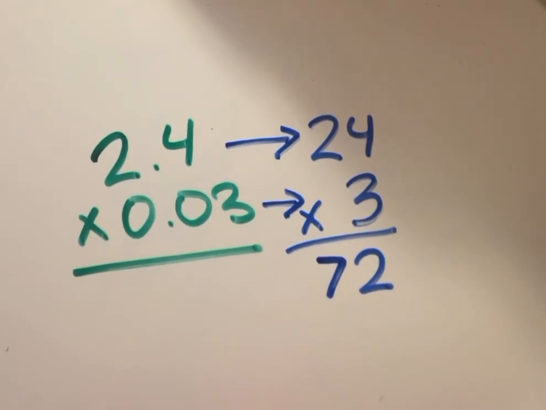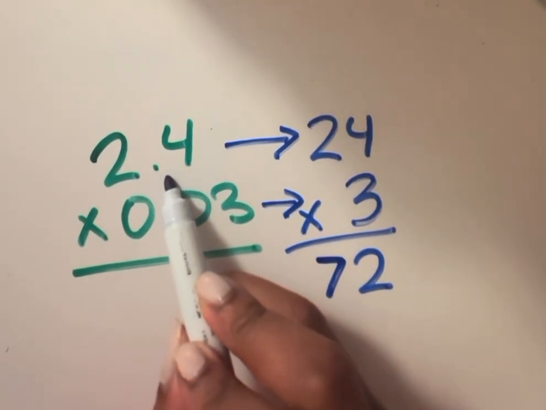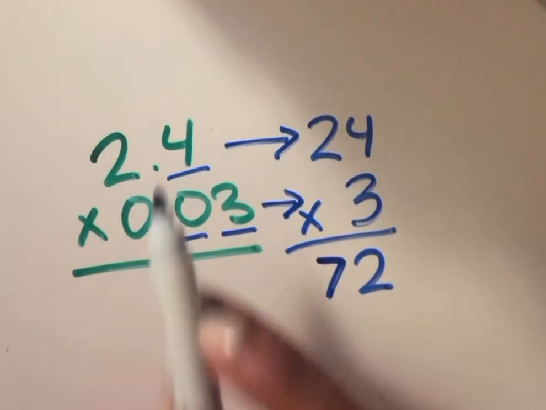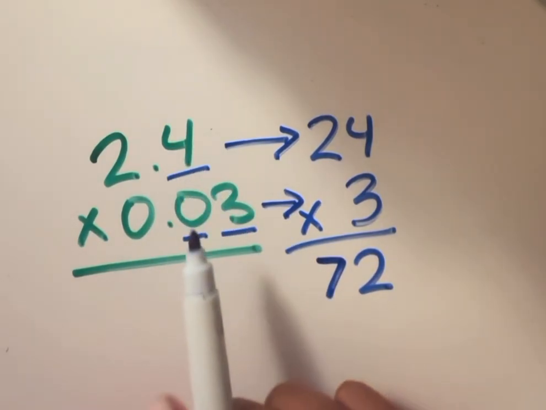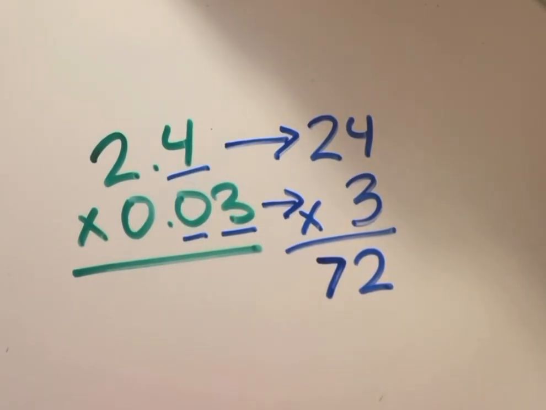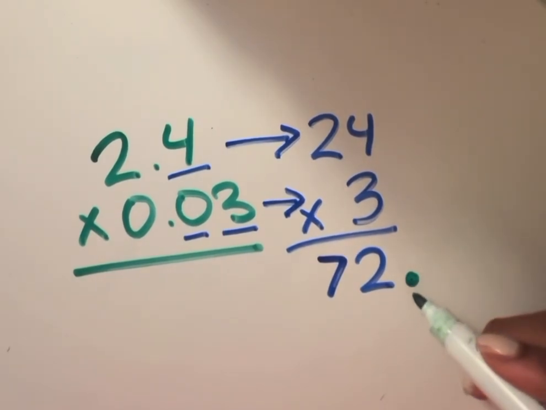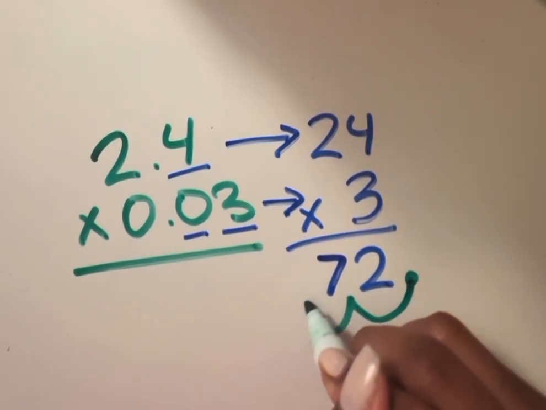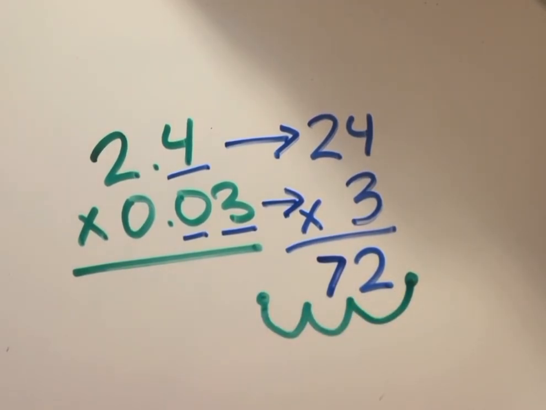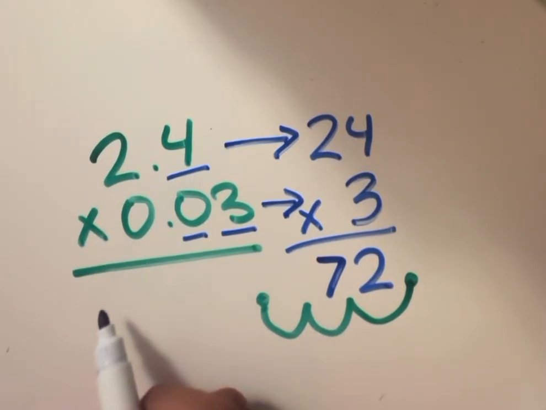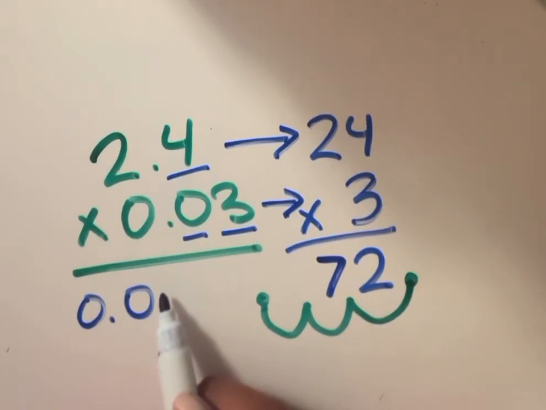Now our next step is to go back to the original equation up here and see how many place values to the right of the decimal we have behind each number. So we have 1 here and then 2 here, so 3 in total. So we're going to place our decimal right here to the right of our number and move over that many spaces to the left. So 1, 2, 3. So that makes our answer, the product of 2.4 times 0.03, 0.072.